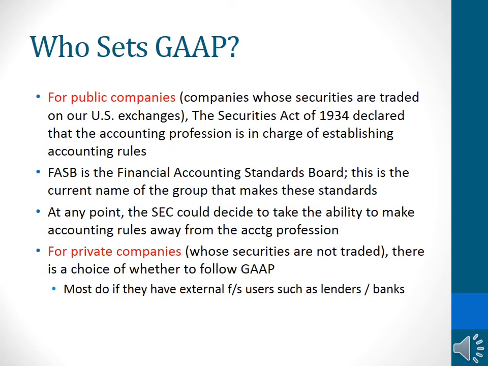Ever so often, the name of the group changes a little bit. We call this group FASB. FASB makes the rules that set GAAP. The Financial Accounting Standards Board decides what the generally accepted accounting principles are in the United States. For private companies, companies whose securities are not publicly traded, there's a choice of whether to follow U.S. GAAP, although most do.